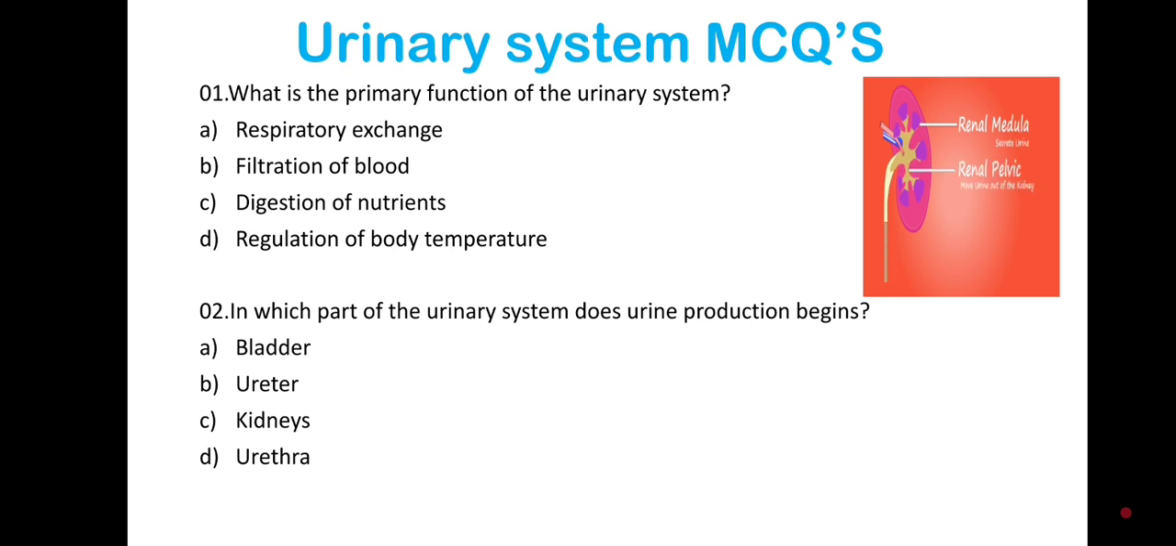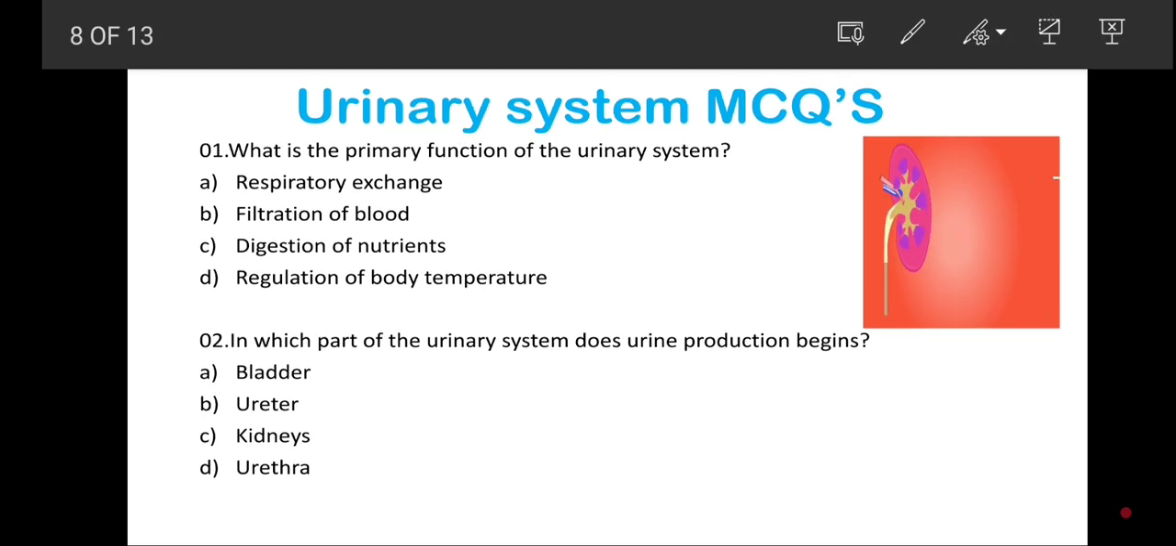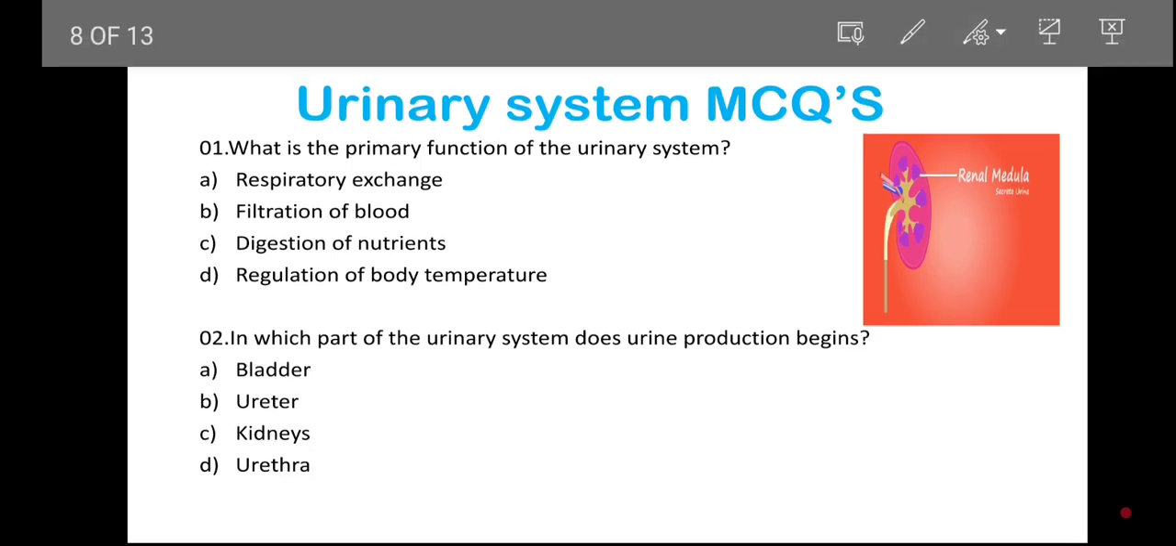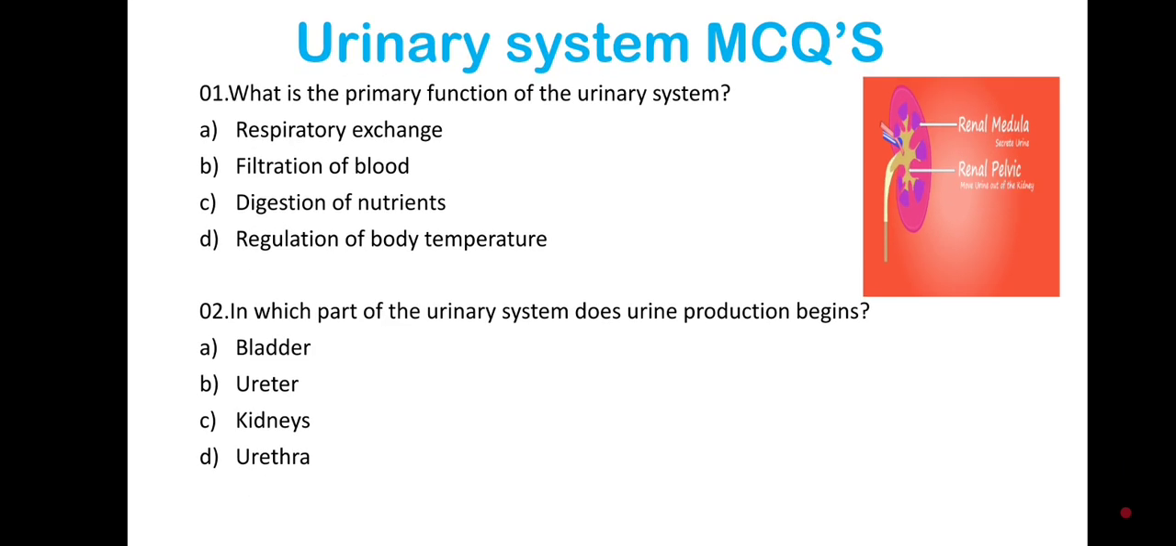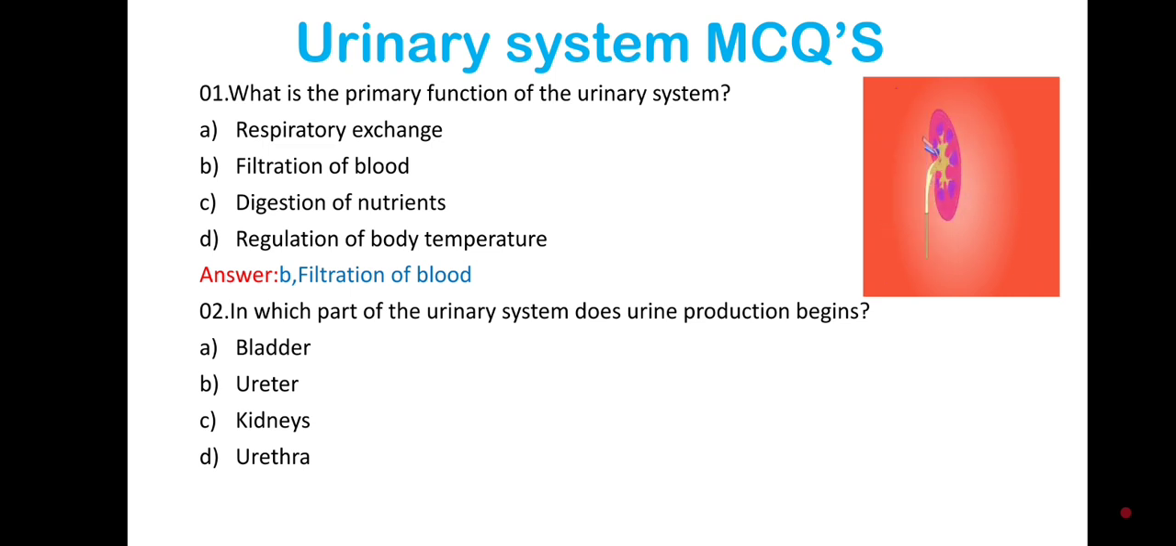First question is, what is the primary function of the urinary system? A. Respiratory exchange. B. Filtration of the blood. C. Digestion of the nutrients. D. Regulation of the body temperature. The correct answer is B. Filtration of the blood.